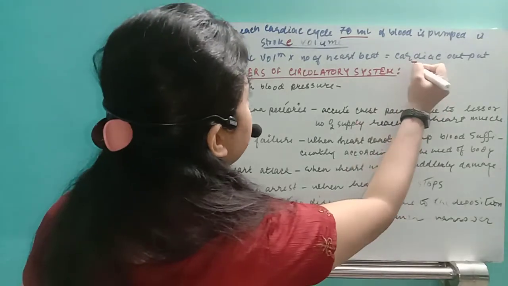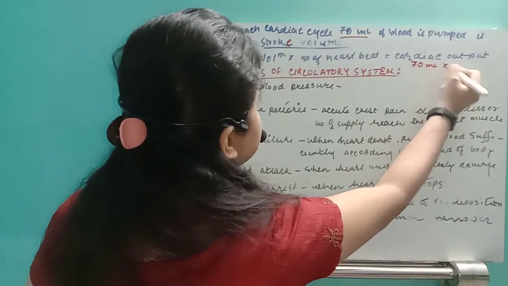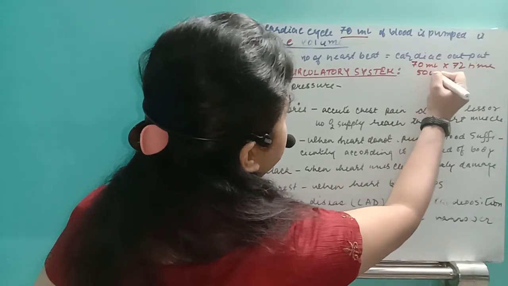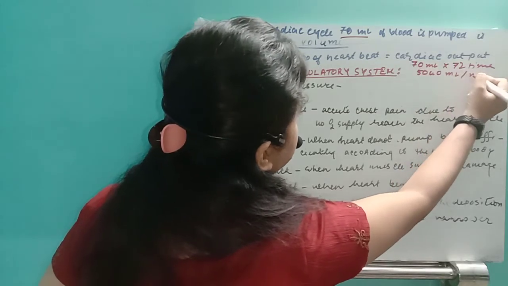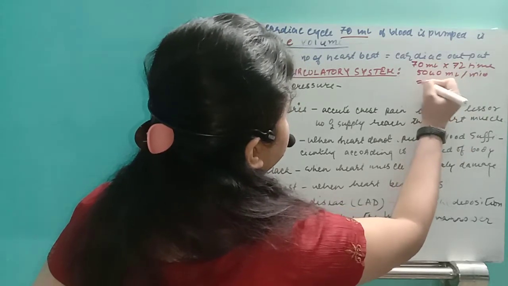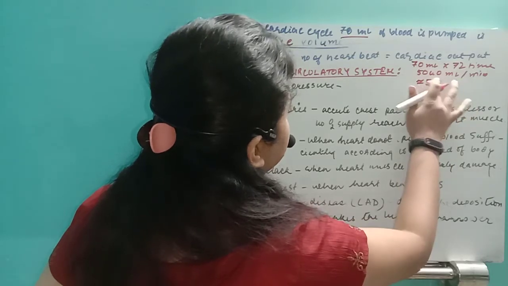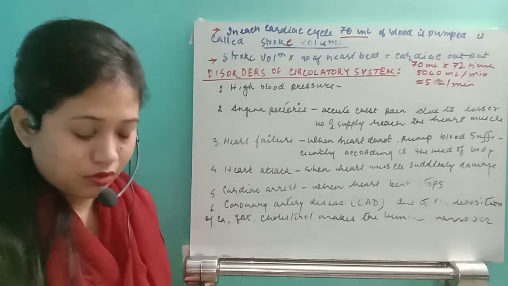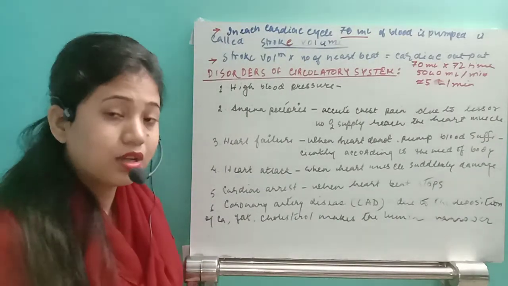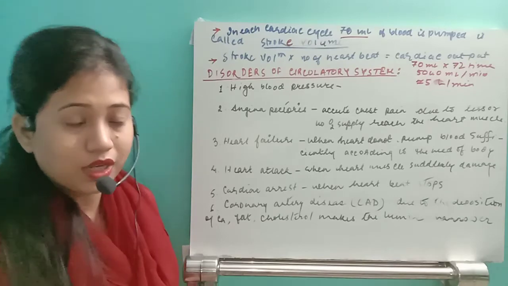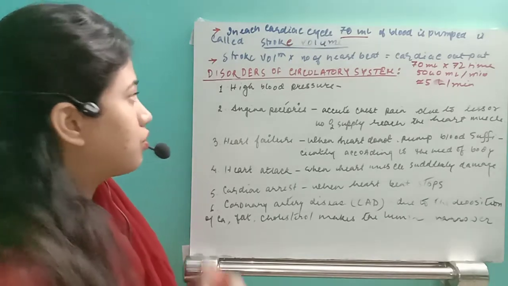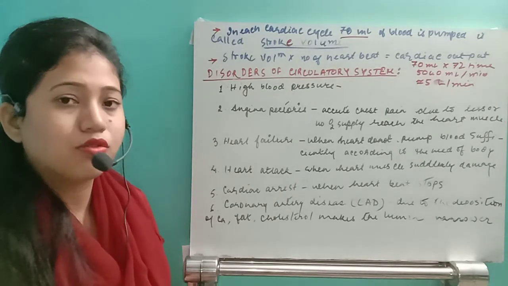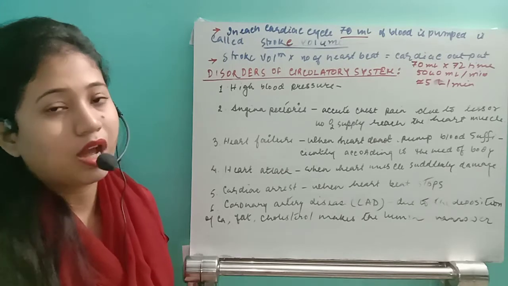So what is the stroke volume? Around 70 ml. And what is the number of heartbeats? 72 times. 70 into 72 is around 5040 ml per minute, or roughly we can say 5 liters per minute. So our cardiac output is around 5 liters. In 1 minute our heart pumps around 5 liters of blood. It can vary from person to person, 5 to 6 liters. So that is about the stroke volume and the cardiac output.